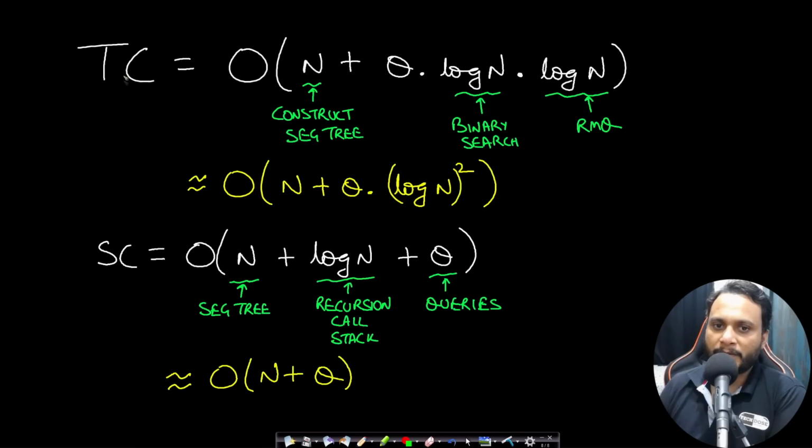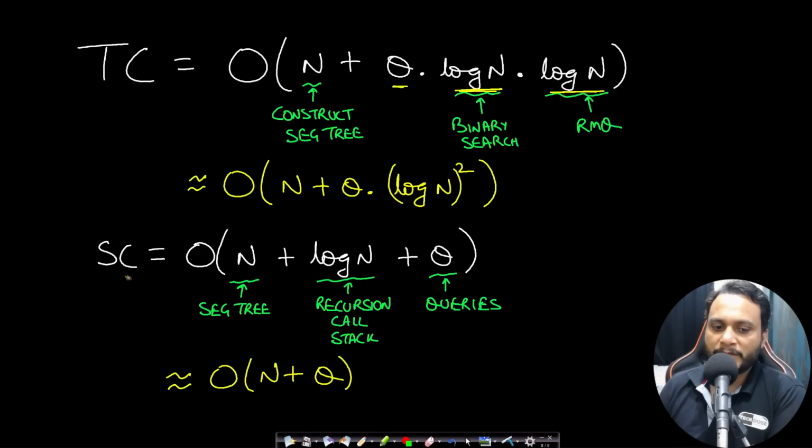In this approach, the time complexity for construction of the segment tree, with an array of size 4n, will be order of n, and the binary search time is log n, right? Because the size of the array is n, and we are solving for each of the queries. We have to apply binary search and also the range max query. All of these will be multiplied together, so the time complexity will be order of n plus q times log n square.